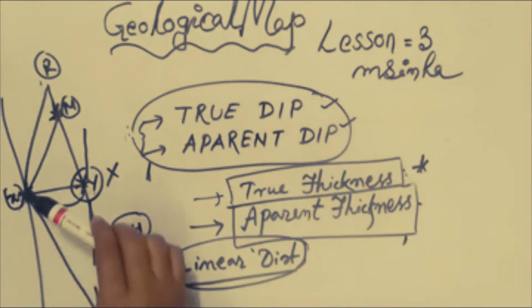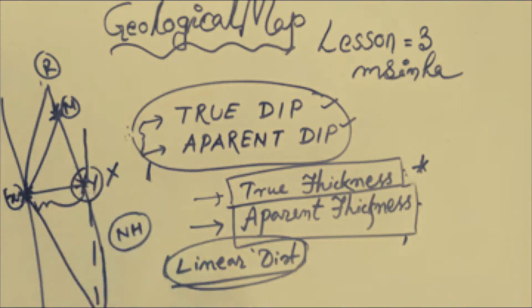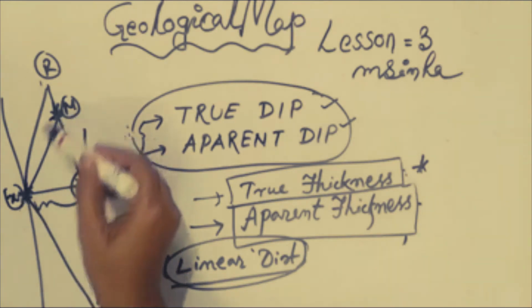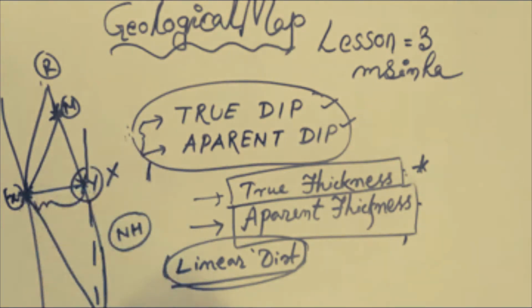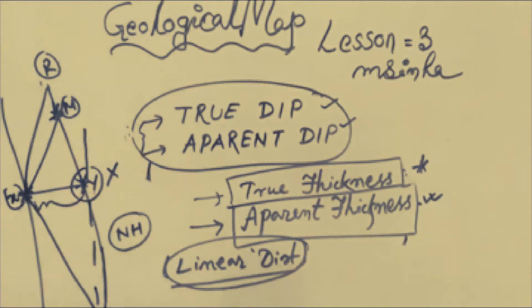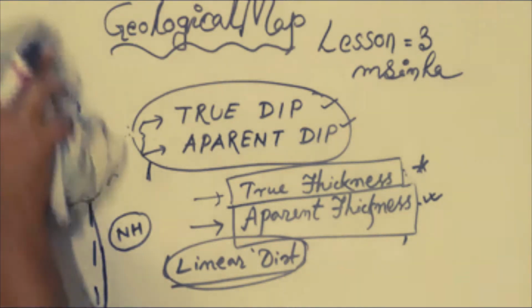It depends on the surveyor's choice how to measure the apparent thickness. They can measure from this point to this point, or this point to this point. This is the apparent thickness. So what is the apparent thickness and what is the true thickness? Let's go for another example.